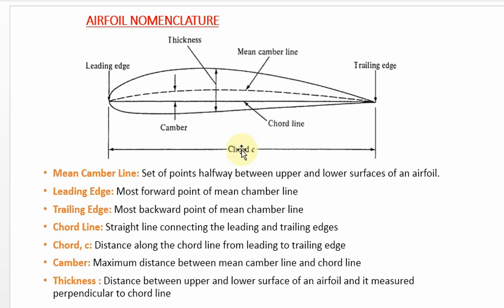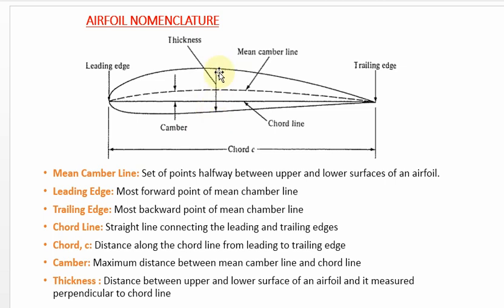Then another important thing is camber. The camber is the distance between the mean camber line and the chord line. The distance between mean camber line and chord line is called camber, because the cambered aerofoil depends upon this value only. So you have to be very clear on this.